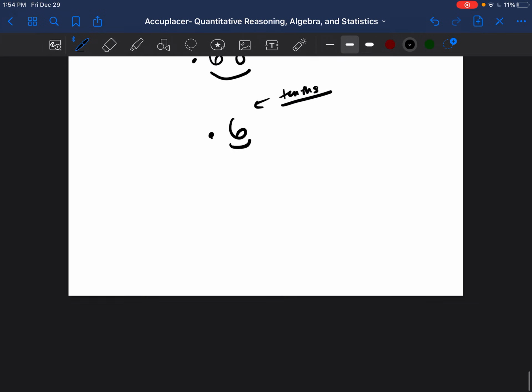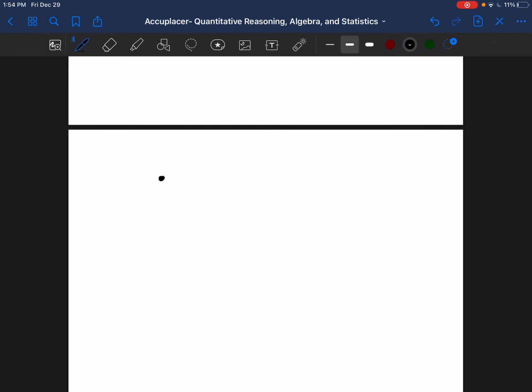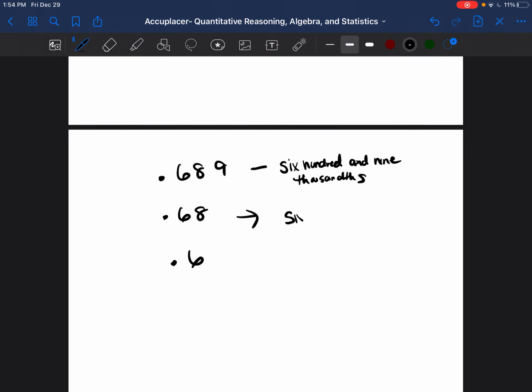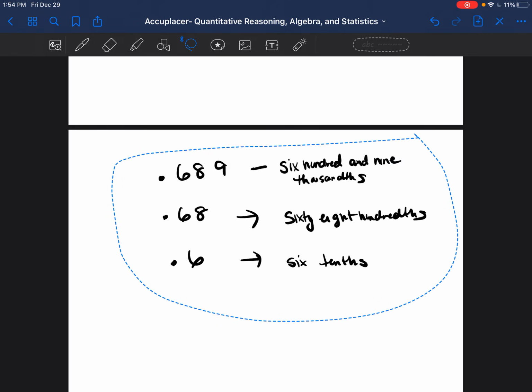Well, how do we do that, Miss Amber? Well, let's go ahead and talk about that. 0.689, 0.68, and 0.6. When we read 0.689, it's 689 thousandths. When we read this, it's 68 hundredths. And we read this, it's 6 tenths. So let me move this over to the side.